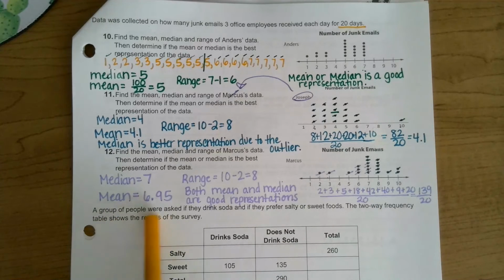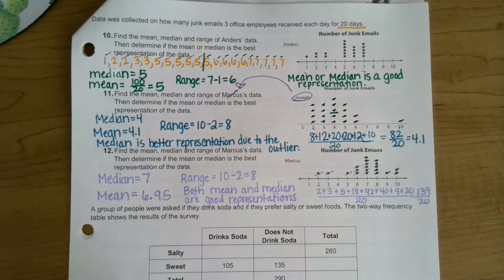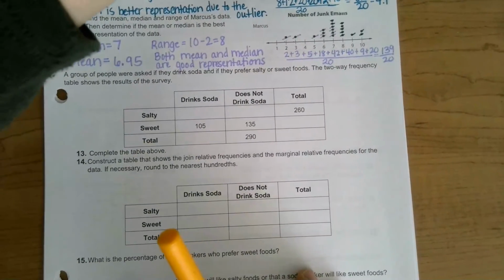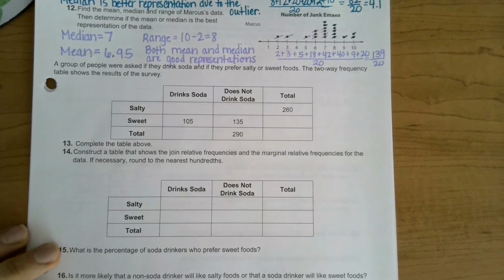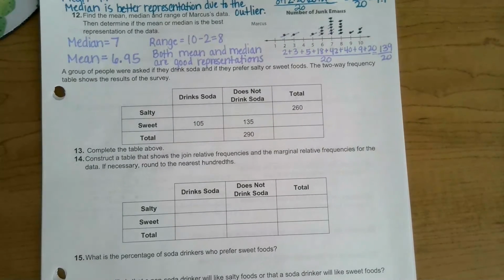A group of people were asked if they drink soda and if they prefer salty or sweet foods. The two-way frequency table shows the results of the survey. So first thing is we have to complete the table. You're given some of the data, but not all of it, so we just have to fill in what we can.